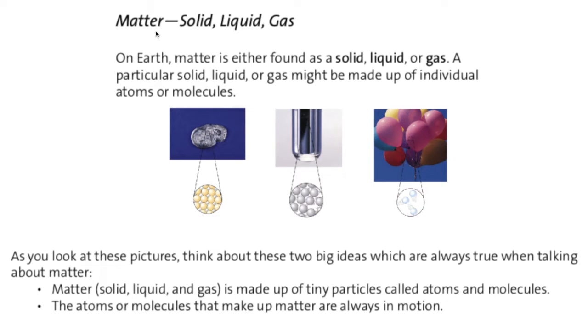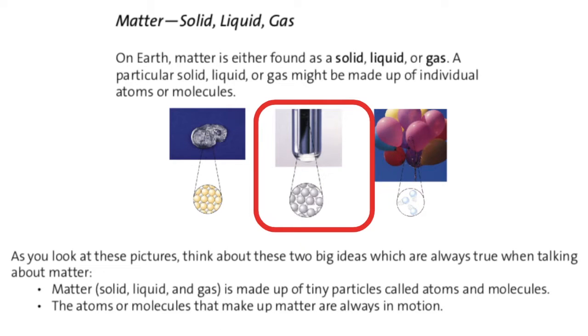Matter. On Earth, matter is either found as a solid, liquid, or gas. A particular solid, liquid, or gas might be made up of individual atoms or molecules. As you look at these pictures, think about these two big ideas, which are always true when talking about matter. Matter, whether it's a solid, liquid, or gas, is made up of tiny particles called atoms and molecules. The atoms or molecules that make up matter are always in motion or moving.